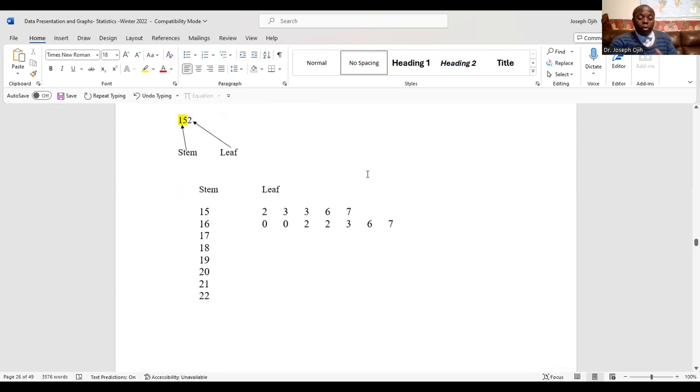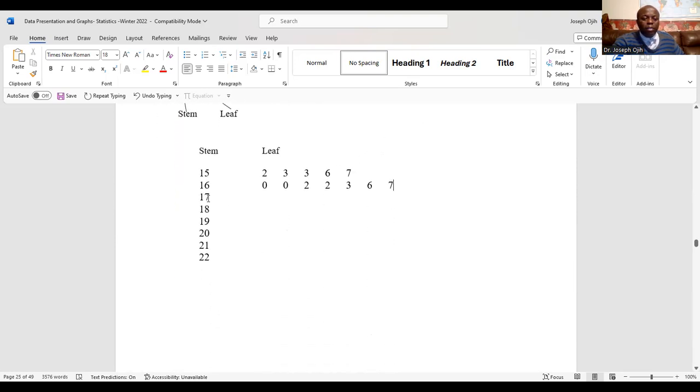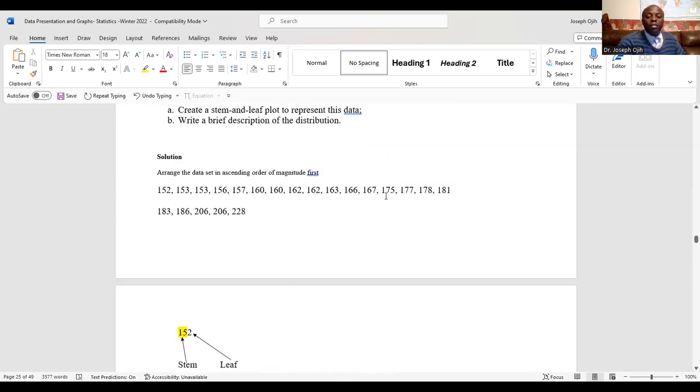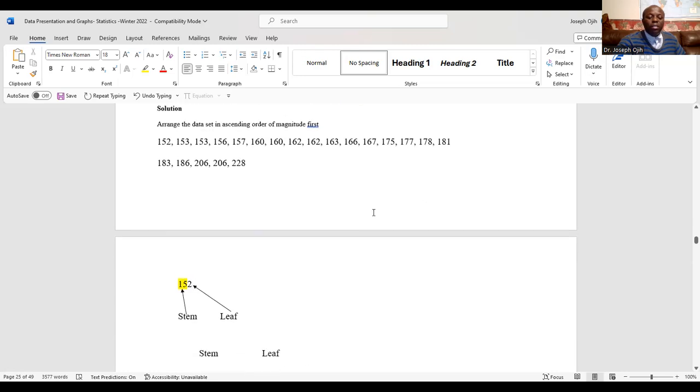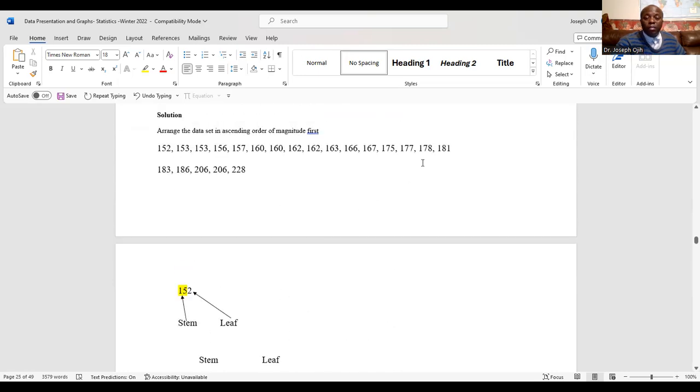Okay. Now we continue. Next is 175. See, we have 17 right here already, so 175. Now, I think I need to bring this over. 175 is here. We have 177 and 178. So 177, 178. Then we have 17 again. That's it for that one.